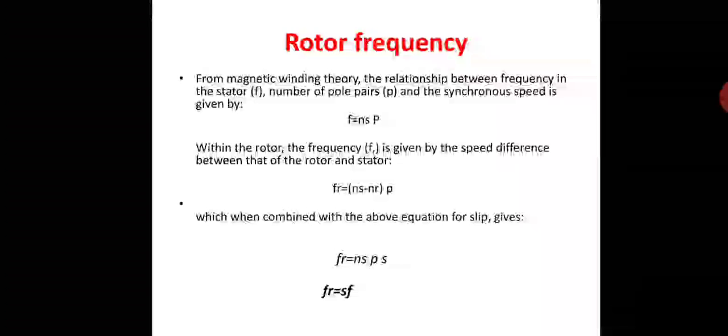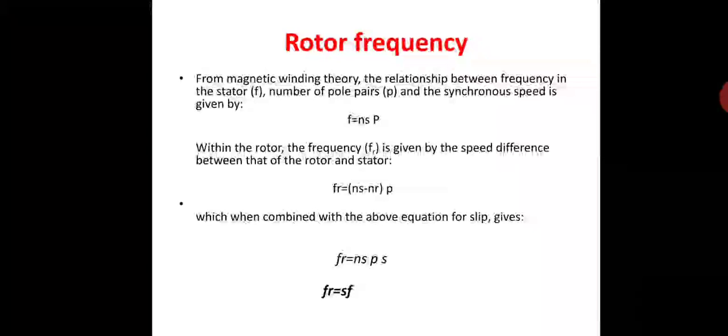Here we have the first expression as the stator frequency and the second expression as the rotor frequency. Now we can relate these two expressions. Finally we get Fr is equal to S into F, where S is the slip and F represents the stator frequency. From this we conclude that the rotor frequency is equal to slip times the supply frequency.